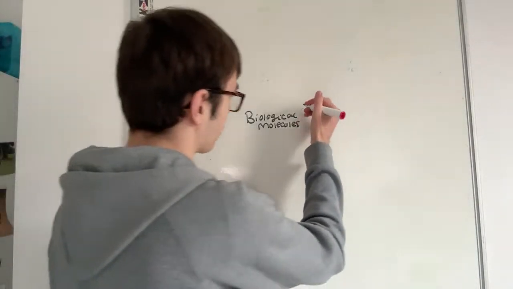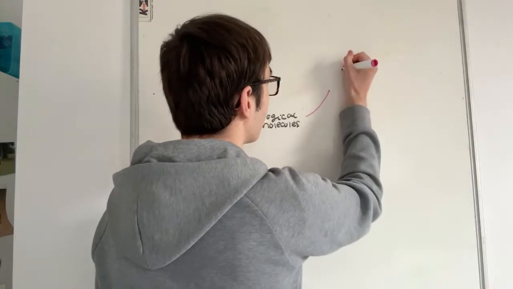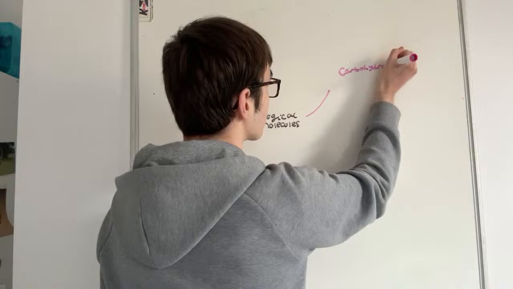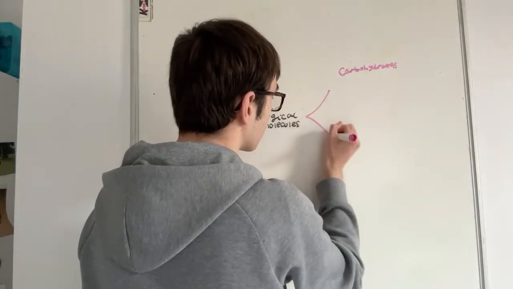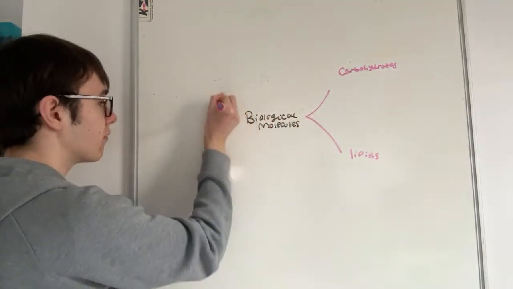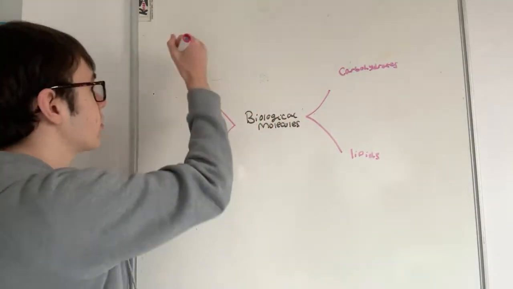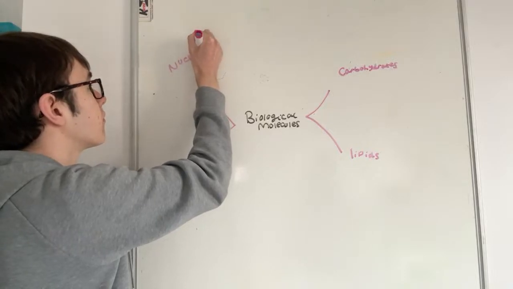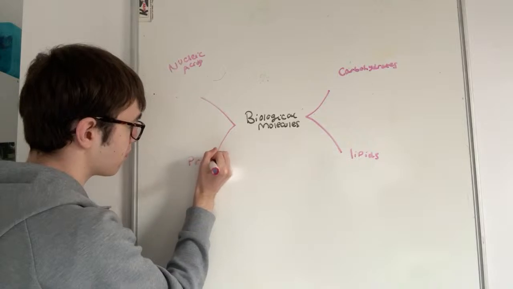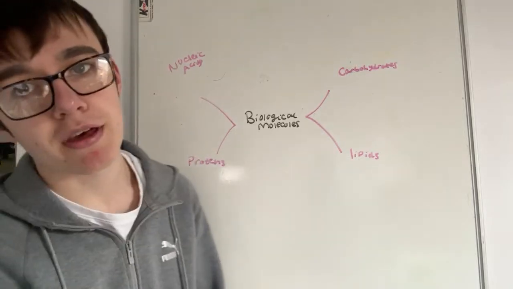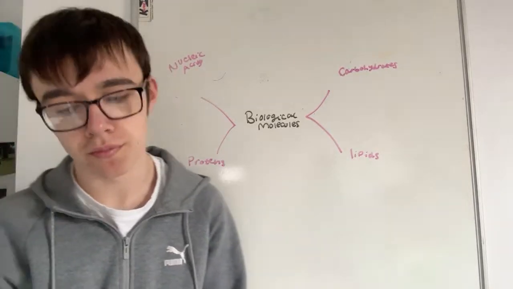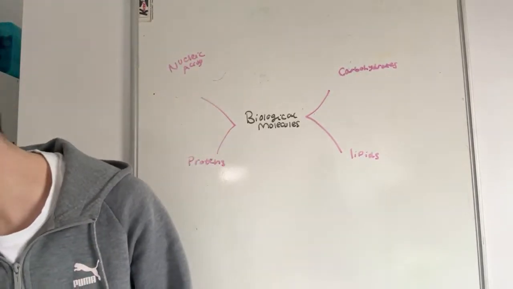So, biological molecules. We're going to start off with carbohydrates, lipids, and on this side, we'll do nucleic acids and proteins. Now, yes, I am aware that there are things like ATP, water, and inorganic ions. We'll do them all in a little. Let's just focus on a couple at a time.